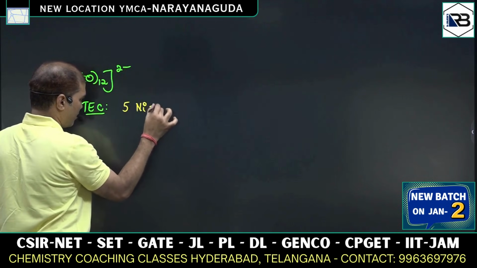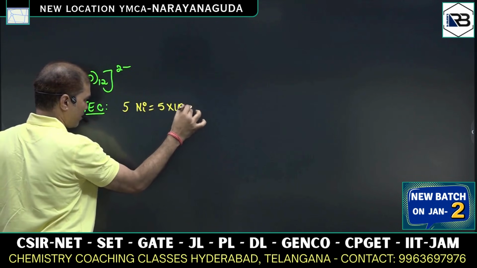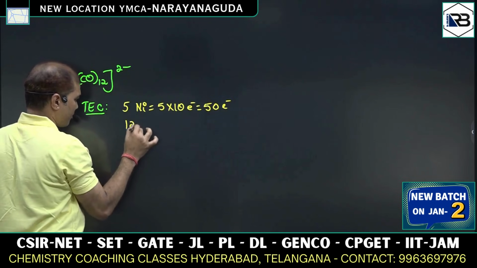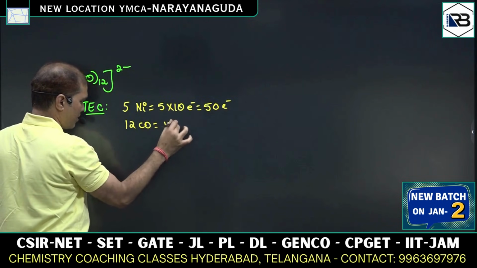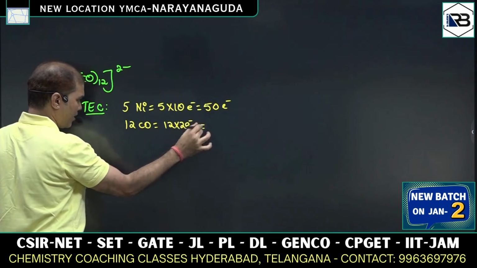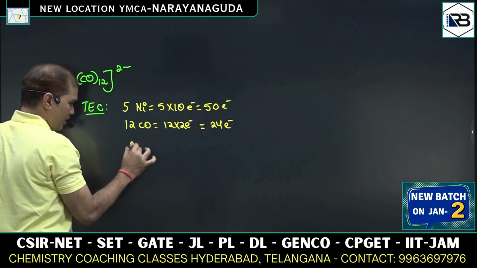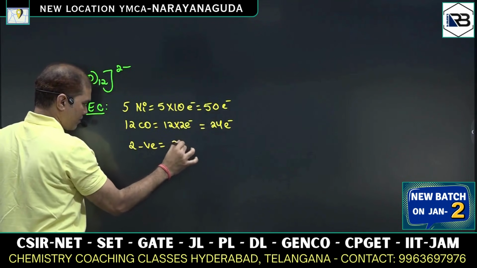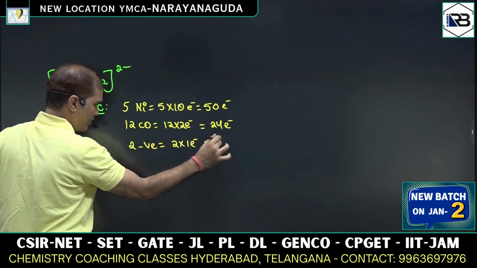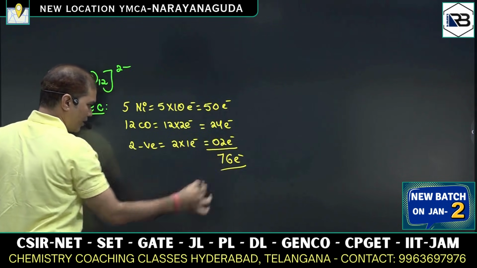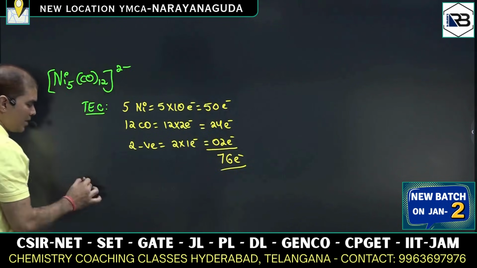5 nickel, 50 electrons. 12 carbonyls, each carbonyl is a 2 electron donor, so 24 electrons. There are 2 negative charges which we have to add. The total electron count is found to be 76 electrons.